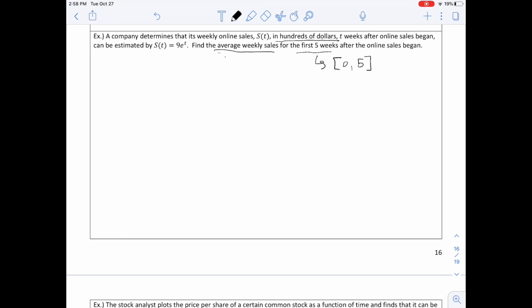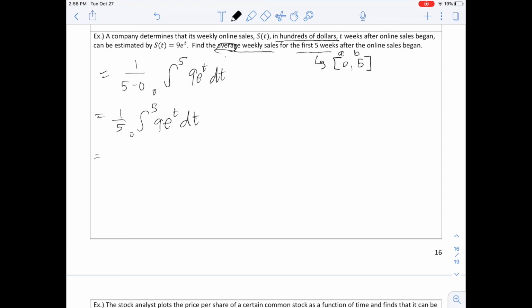And it does say the word average, which is a good indicator that we need to find the average value. So my average value formula is 1 over b minus a. Our interval is given as the first 5 weeks, so we have 1 over 5 minus 0 times the integral from 0 to 5 of our function, which is 9e to the t, integrating with respect to t. This is going to be 1 over 5 times the integral from 0 to 5 of 9e to the t dt.